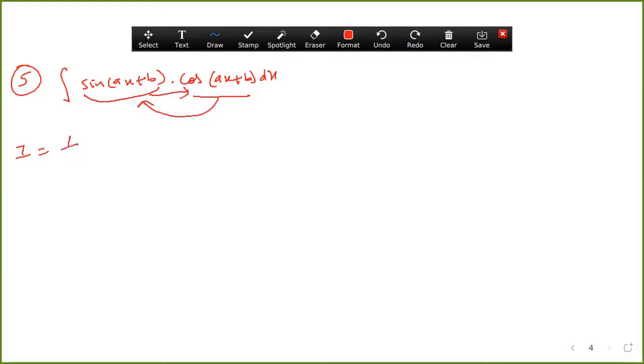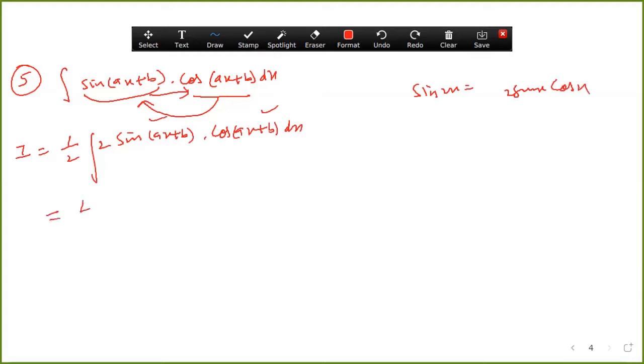The expression becomes 1/2 times 2 sin(ax+b) cos(ax+b) dx. Now as we know, sin 2x is equal to 2 sin x cos x. The same is here, so this can be written as 1/2 sin 2(ax+b) with respect to x. Now integrate it. You are getting the integration of sin. Before I integrate it, I have to just suppose it: 2(ax+b) is equal to t.